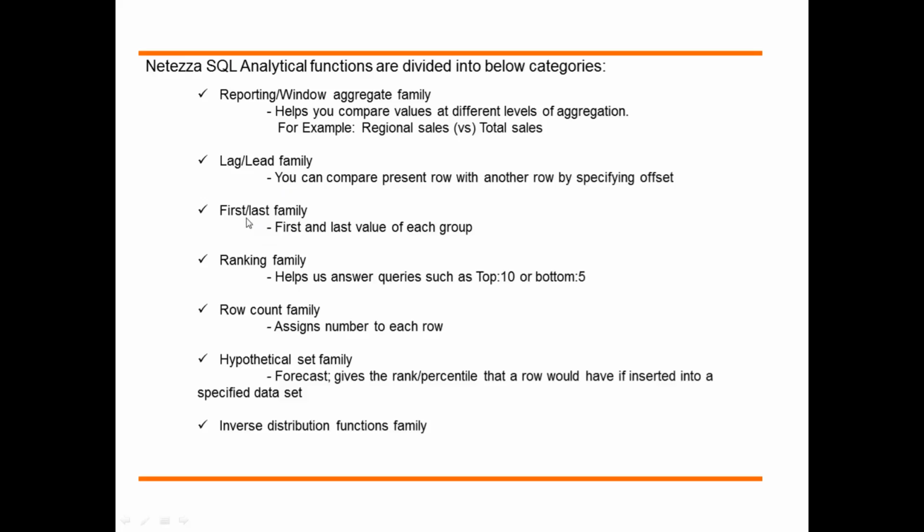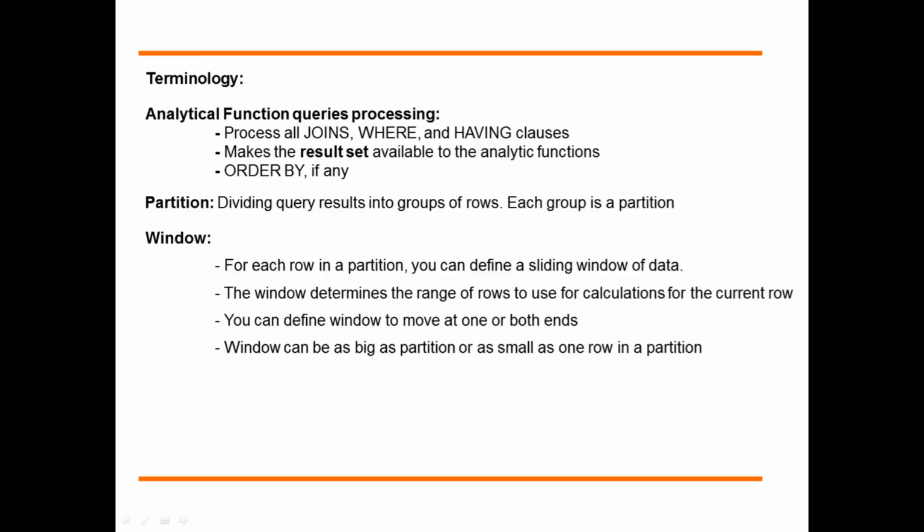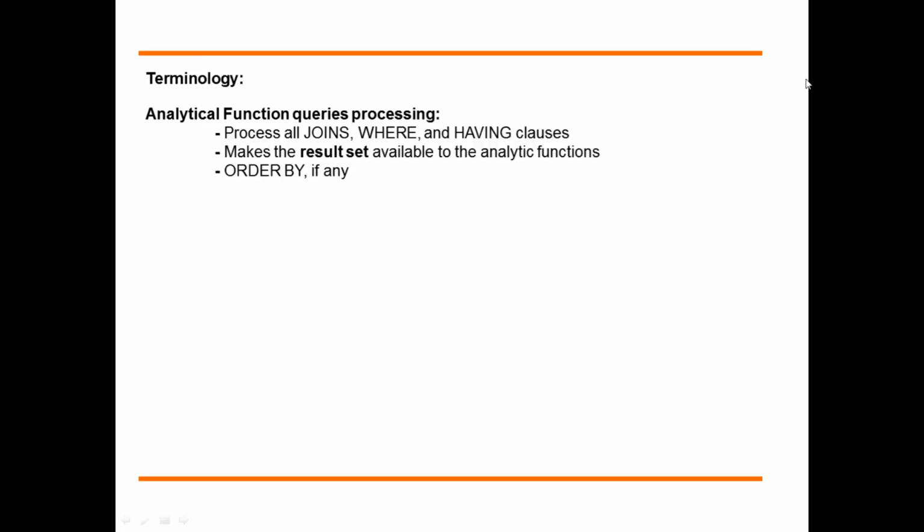First and last family. Get me the first 20 guys and get me the last 20 guys. Tracking family. Row count family. A hypothetical set family. This is helping us to forecast. Inverse distribution functions. So these are the various categories into which SQL analytical functions have been classified. Before we understand these functions, it is important to understand the analytical functions terminology.